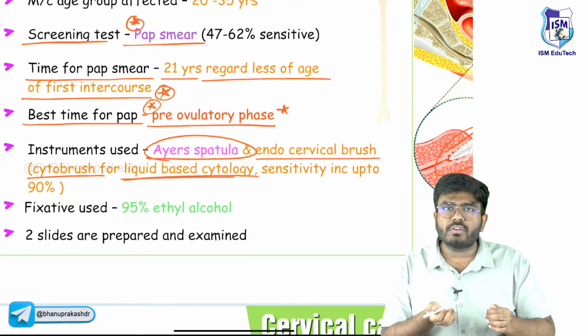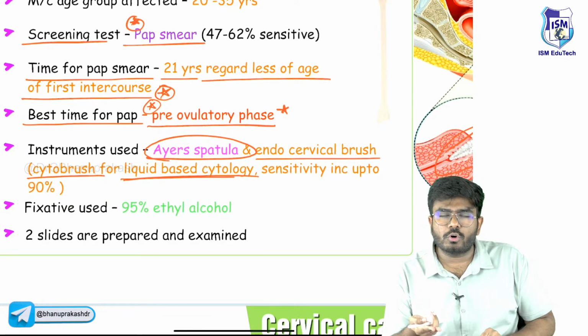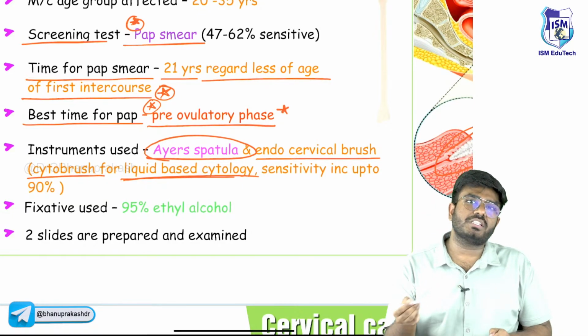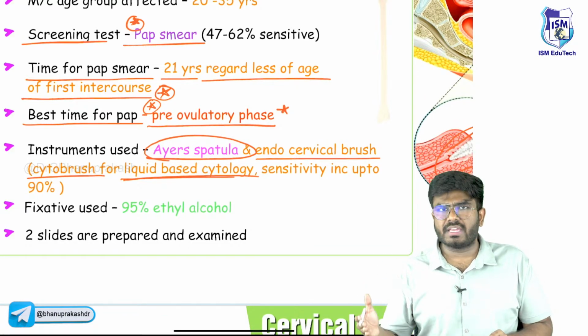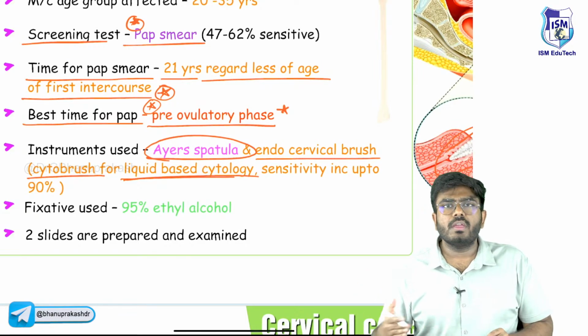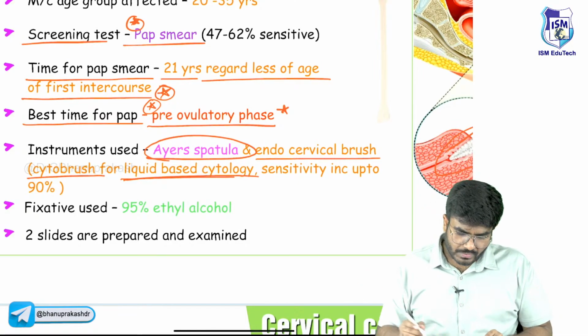After collecting the cells, what are we going to do? We put them under the microscope and check for any dysplastic change or not. If she has any dysplastic change, we will report CIN1, CIN2, CIN3 or carcinoma in situ. Okay, so we can know.